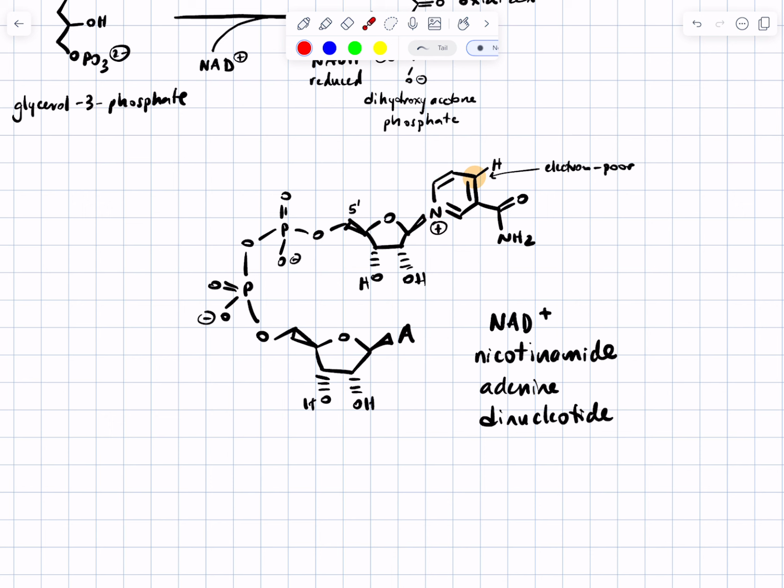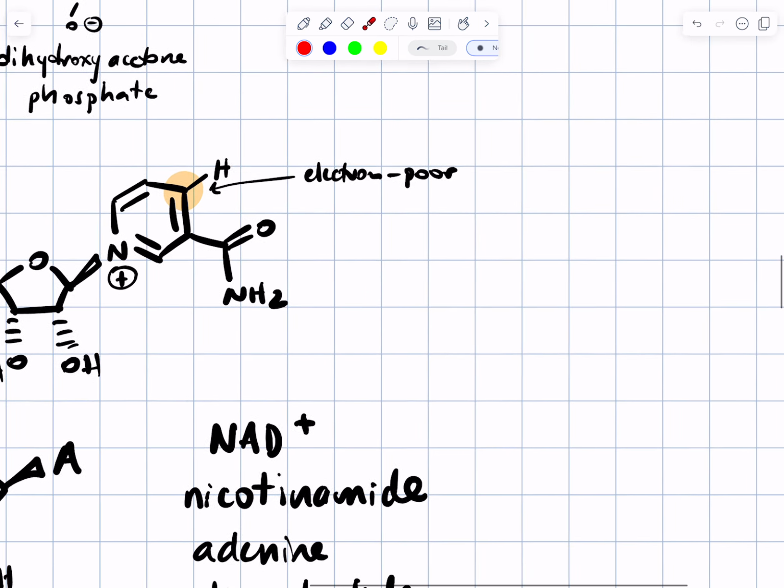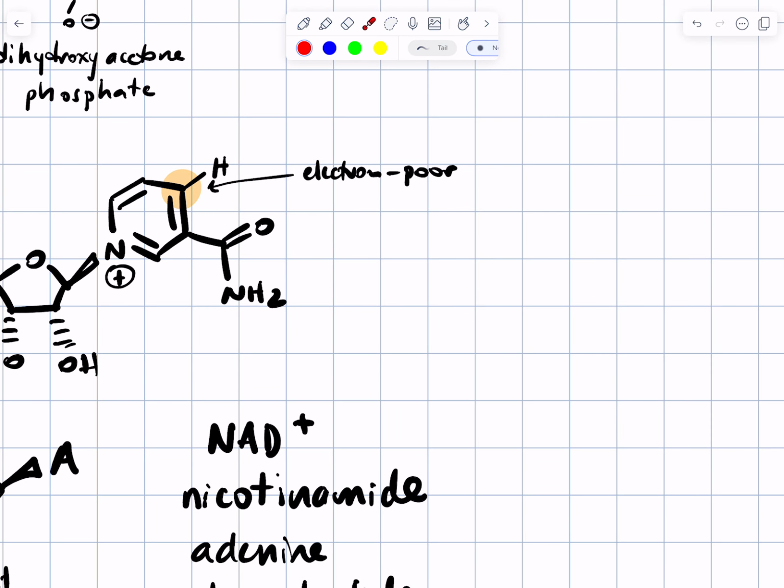That's NAD+. Now, fortunately, the only thing we really need for the arrows is the nicotinamide portion. So for the most part, I'm going to use either a squiggly line or an R group here whenever I draw a mechanism for NAD+. Okay? Now, back to that issue. Why is that carbon electron poor?